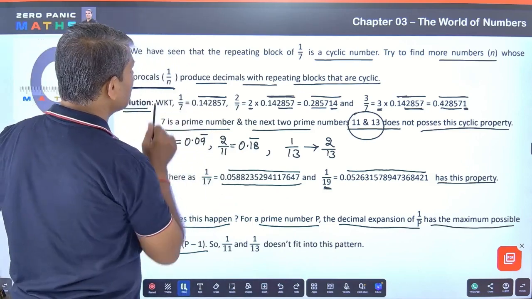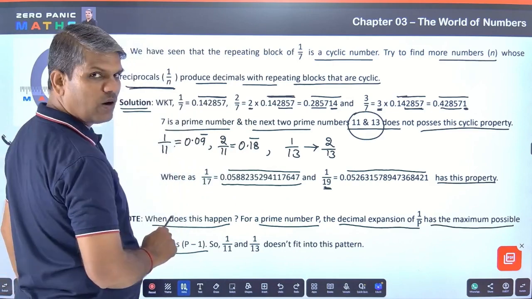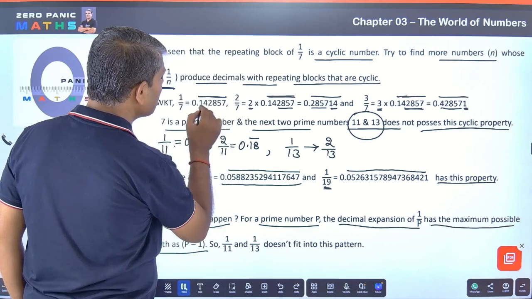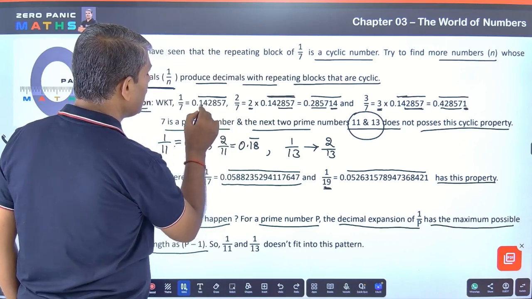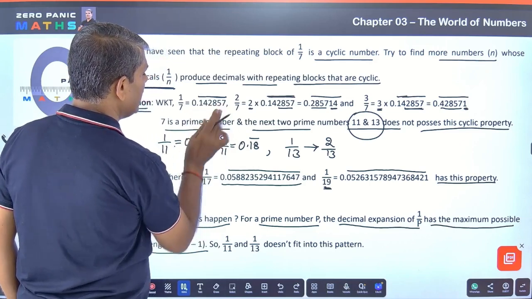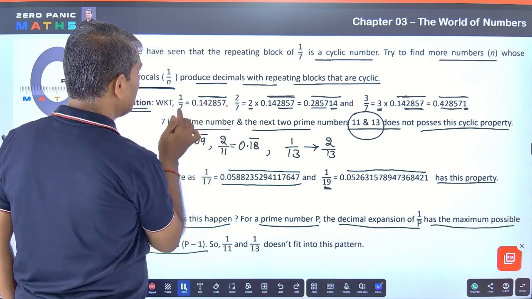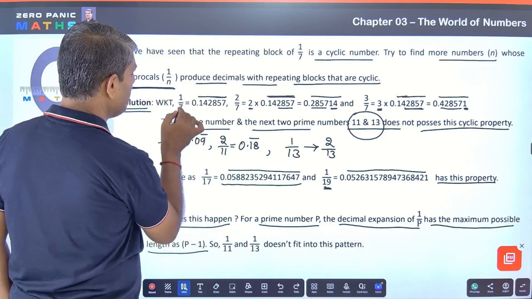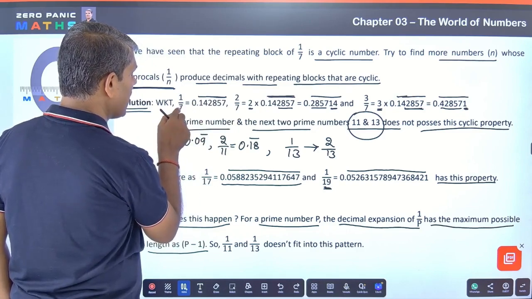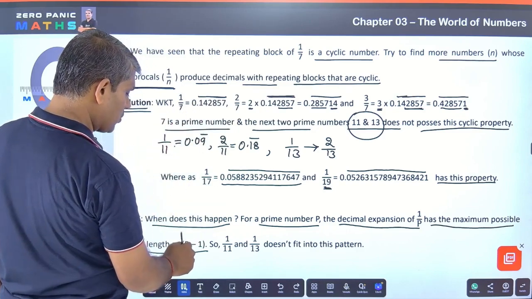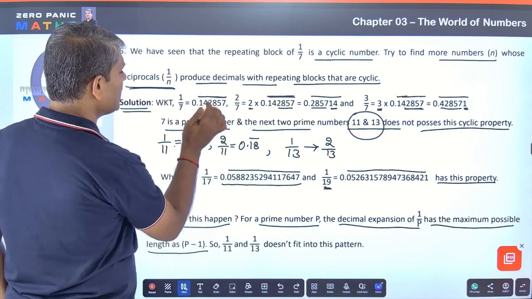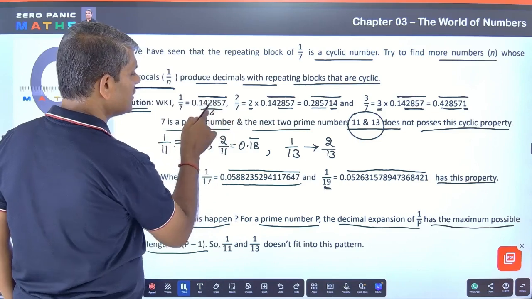When it is 1 by 7, 7 is a prime number. You see how many digits are there in the repeating pattern? 1 2 3 4 5 6. Six are there. That is p minus 1: if p is 7, the prime number, then p minus 1, 7 minus 1, is 6. Only 6 digits are there here.